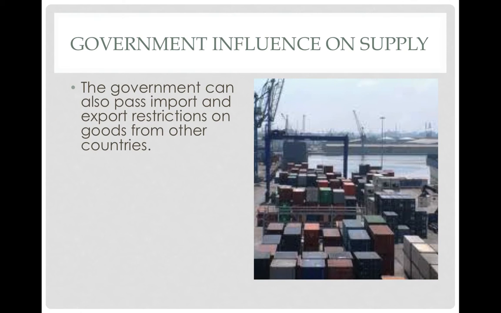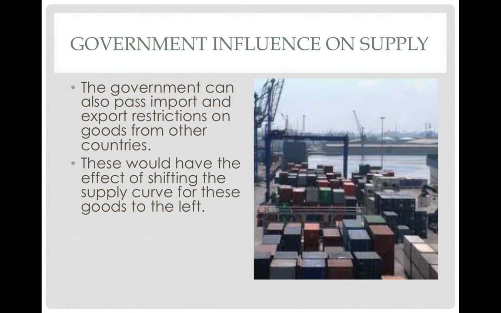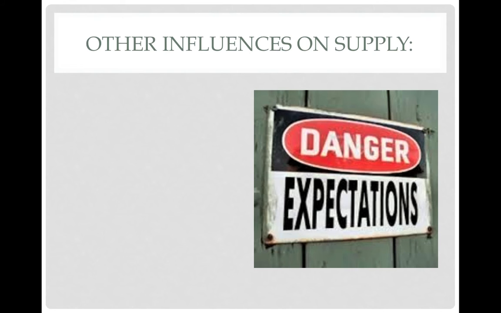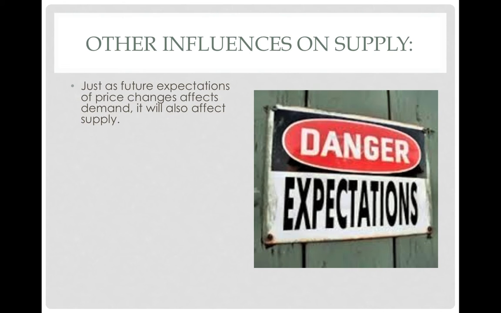The government can also pass import and export restrictions on goods from other countries. These would have the effect of shifting the supply curve for these goods to the left. A loosening of trade barriers would shift the supply curve to the right. And there are other influences on supply.